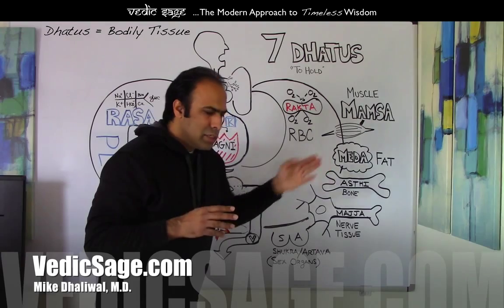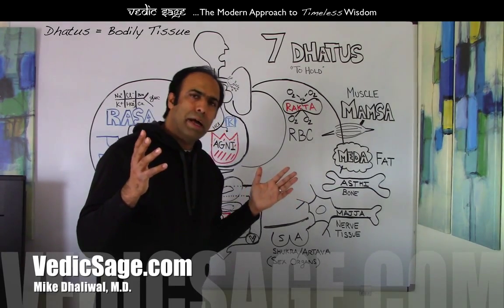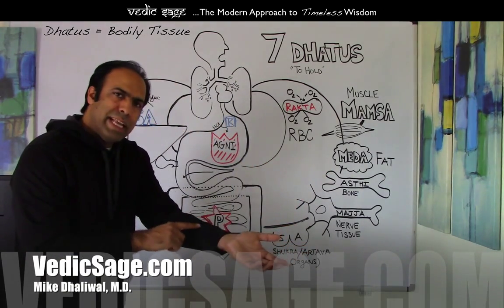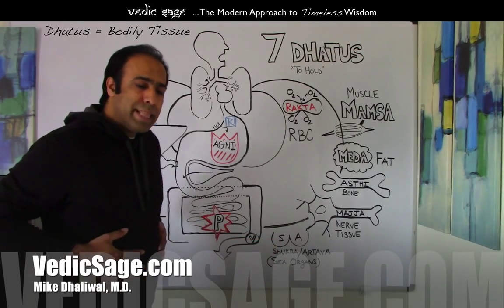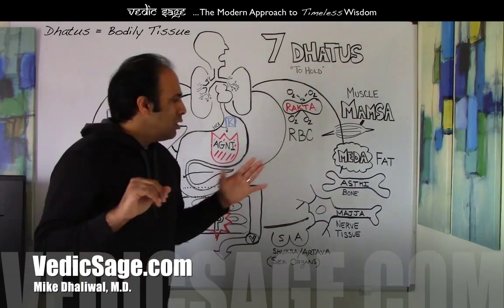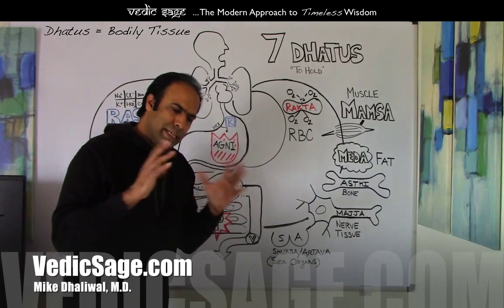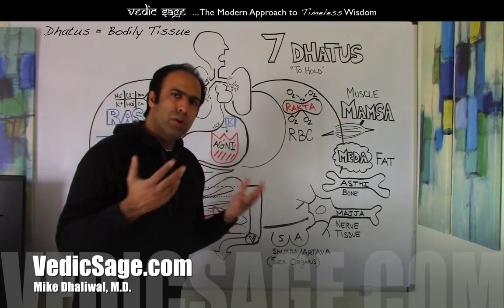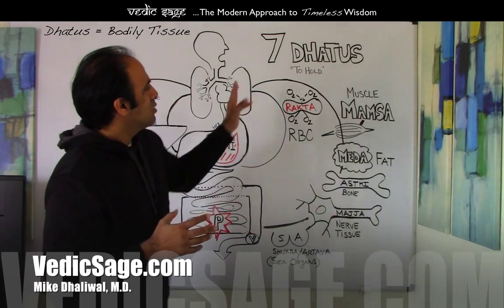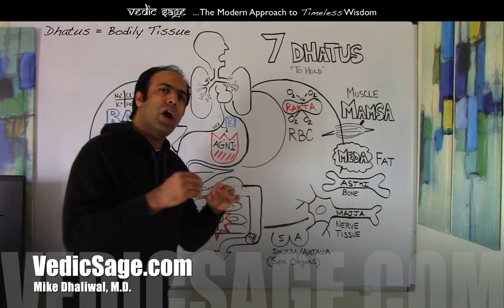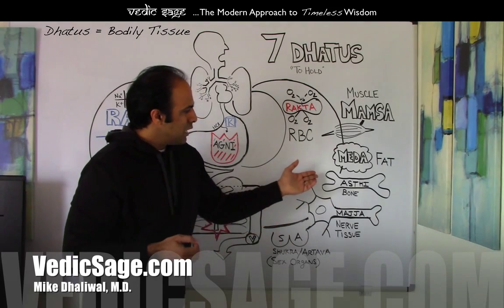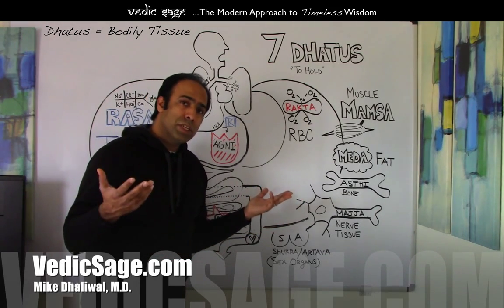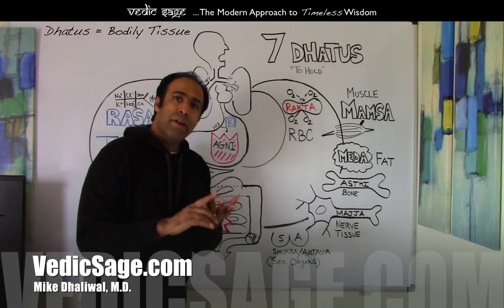So mida dhatu contains all the fat tissue within the body, whether that be the subcutaneous fat that's under the skin, or the fat that may be contained within the omentum. So mida dhatu is the fat tissue anywhere within the body. So ashti dhatu is the bone tissue. And we'll talk about this in greater detail, but each of these tissues also has a byproduct. For example, the byproduct of ashti or bone tissue is the teeth, hair, and nails.